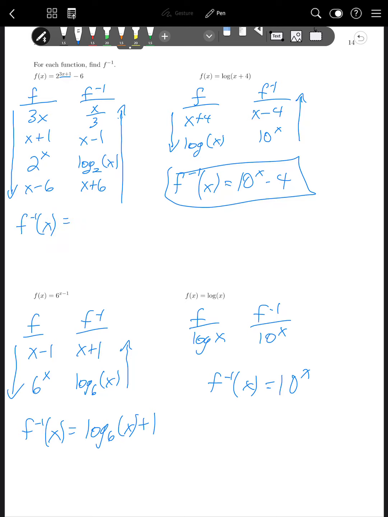Okay, so we start with x plus 6. Then we take log base 2 of that. Notice that I'm putting everything that's already happened in parentheses. So I'm taking log base 2 because I need to add the 6 first. Then we're subtracting 1. And then we're dividing everything we've already done by 3. So everything over 3. Okay, so that's the idea of finding the inverses.